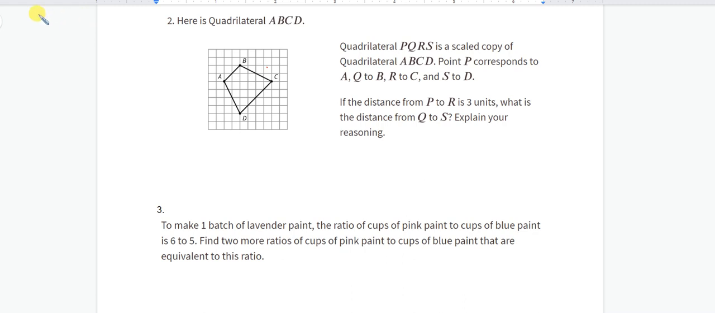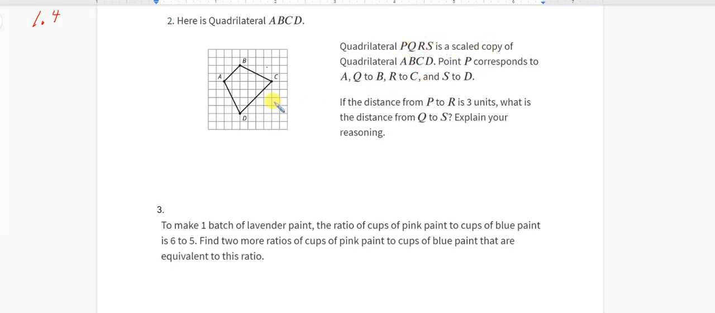We are on homework problems 1.4. We're hitting question number 2 and number 3 here, and we're going to help you get these right. That's what we're here for. And we're looking at quadrilateral ABCD, 4 sides. It is a scaled copy.